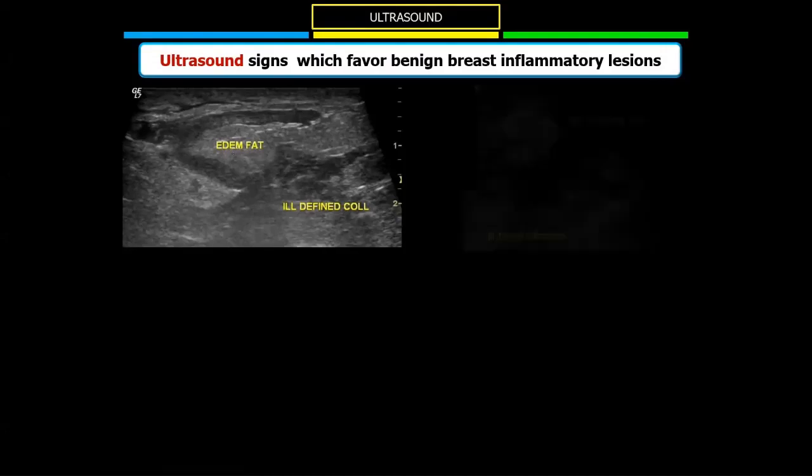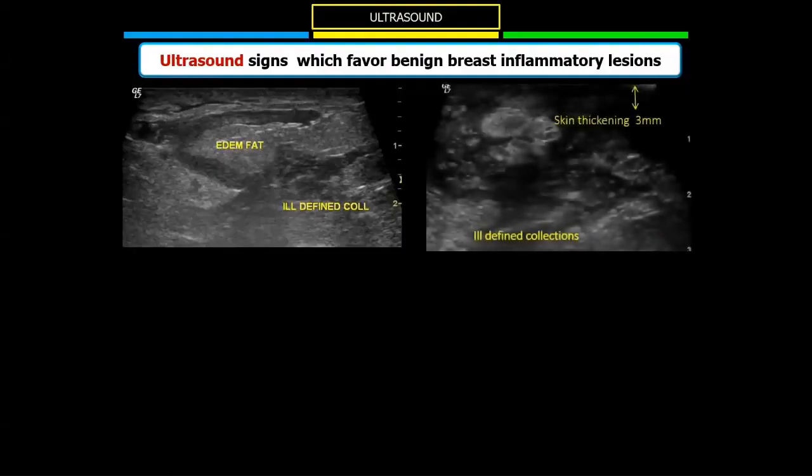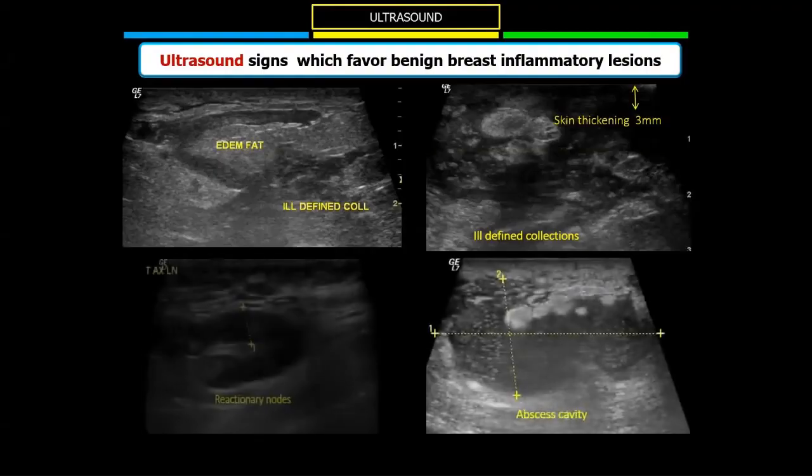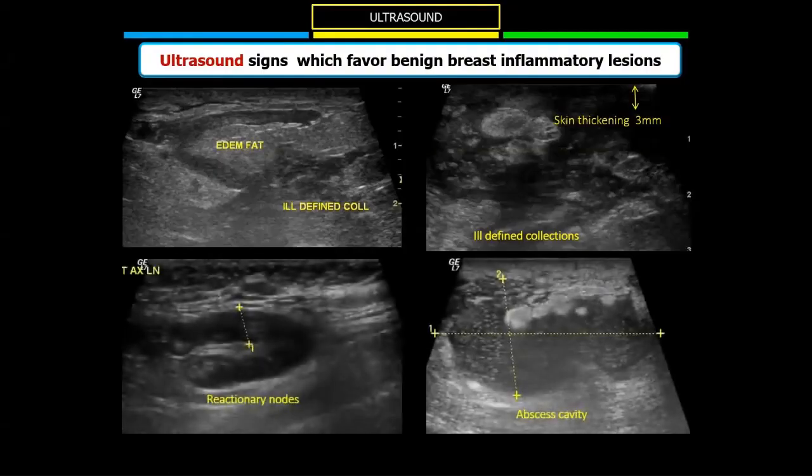Sometimes it's more than interstitial edema. It is like ill-defined collections, and sometimes these ill-defined collections proceed to actual abscess cavities. And when we look at the axillary lymph nodes, we find reactionary nodes, and they usually retain their fatty hilum, although they have a diffusely thickened cortex.